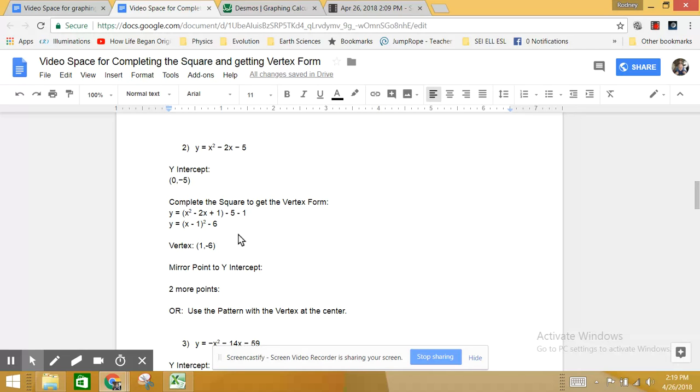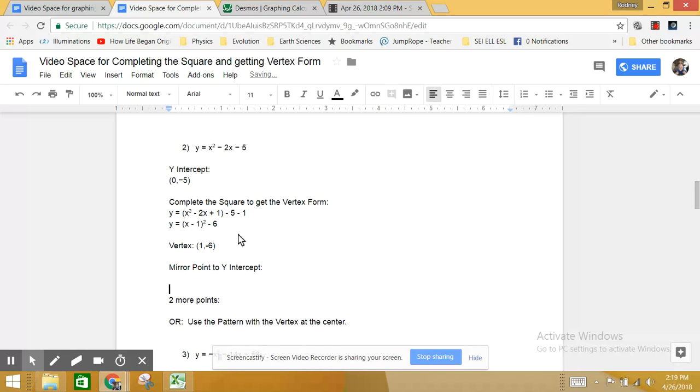Now I can figure out my mirror point. My mirror point to the y-intercept, well, the y value will be negative 5. Now I've got to figure out the x value. To get to the x value, I'm going to go halfway across the parabola to the middle, which is going to get me to an x value of 1. So I go 1, and then 1 more to get there, and now I have my mirror point.